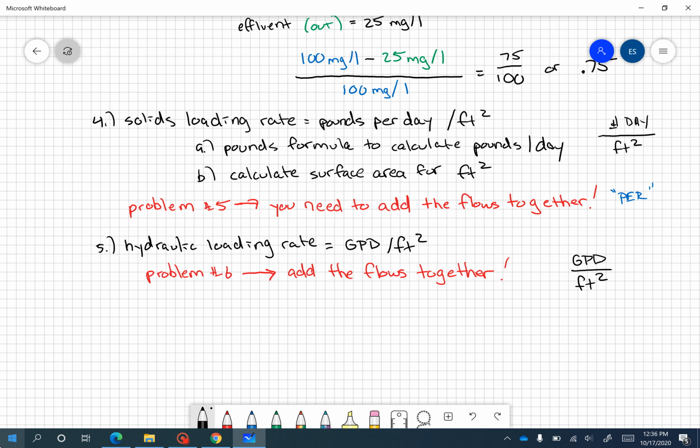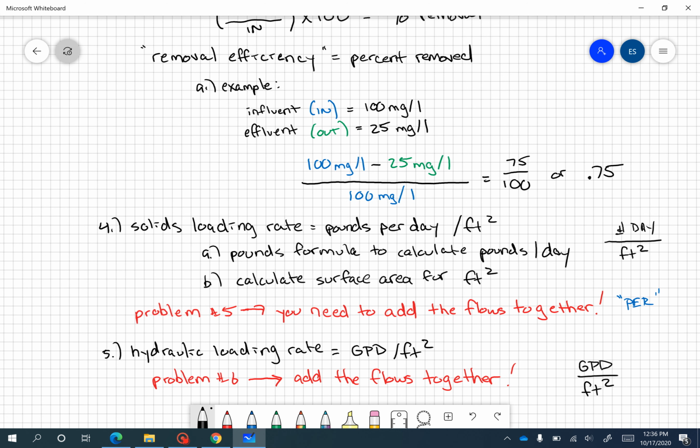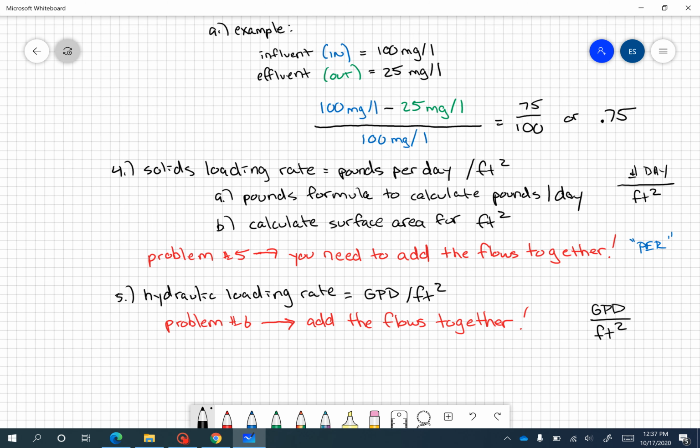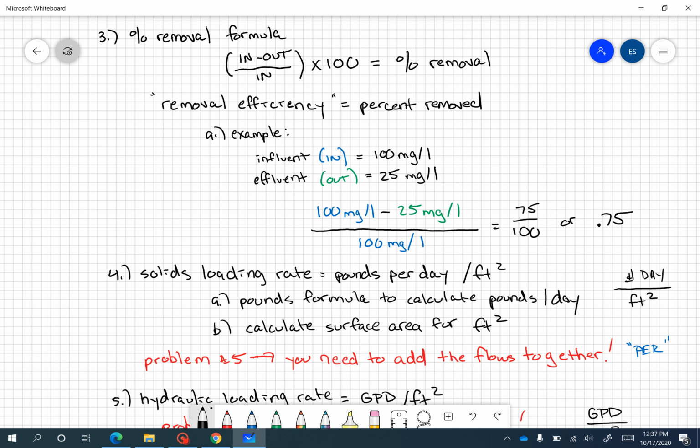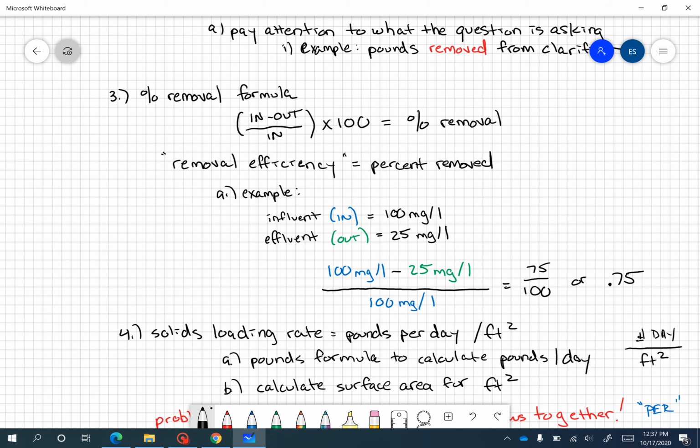So a couple questions here, one about a secondary clarifier, and then one about a gravity thickener that we haven't actually covered those concepts in class yet. So I just wanted to give you a hint. You need to add the flows together when doing those math problems. And then the last thing I'll touch on is the percent removal formula.